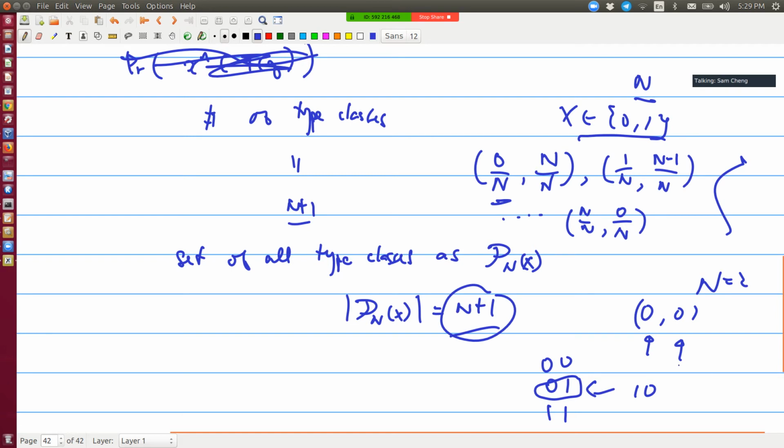This is 3 of them, for n equal to 2. But why can we not include this? These two are in the same type, right? Therefore we cannot put that. Every sequence in the same type will have the same number of 1s and the same number of 0s. So we are just counting the number of type classes.